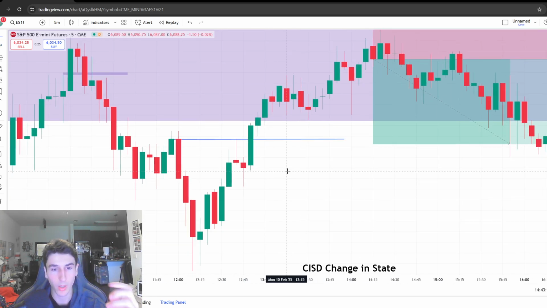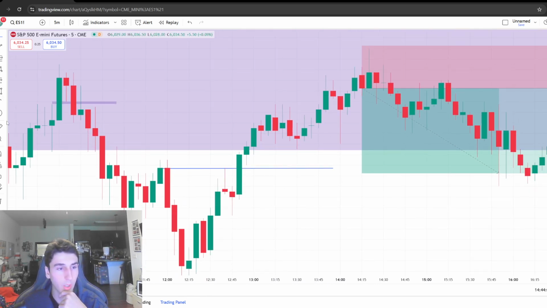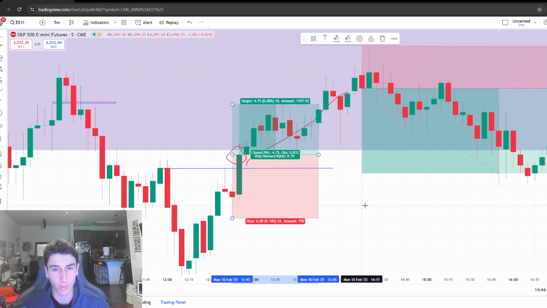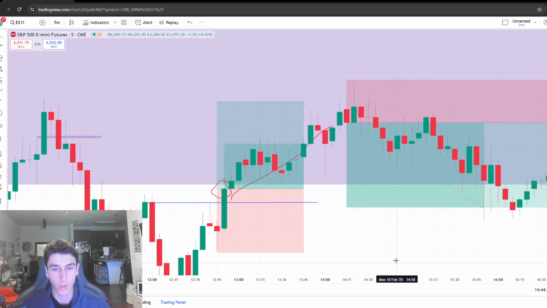And then once we mark out that line, a closure above is a change in the state of delivery. So here we will get a change in the state right here, and then price proceeds to push upwards. There's multiple different things you can do to take this. You could enter on the close of this candle, stops at the swing low, and then target highs on the left side, and that would hit.